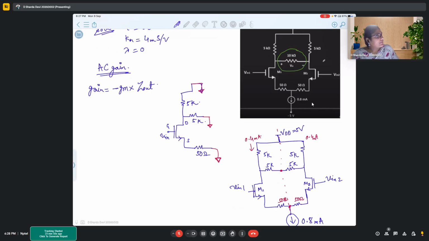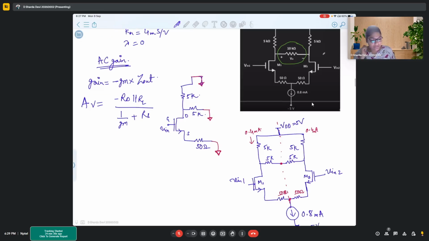And we know that for this particular type of circuit, the gain comes out to be minus RD parallel RL upon 1 by gm plus RS. So this is for the circuit when you have source resistance. So when there is a source resistance, how will your output look, your gain look? And this is the point where you're looking for your Vout.